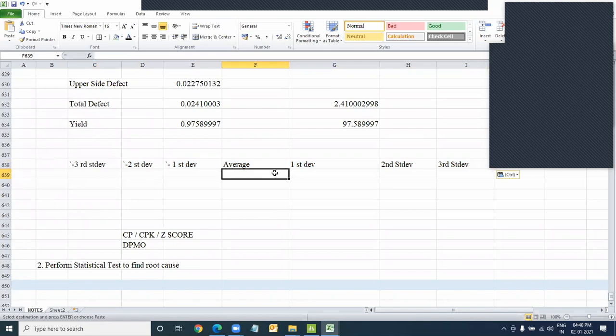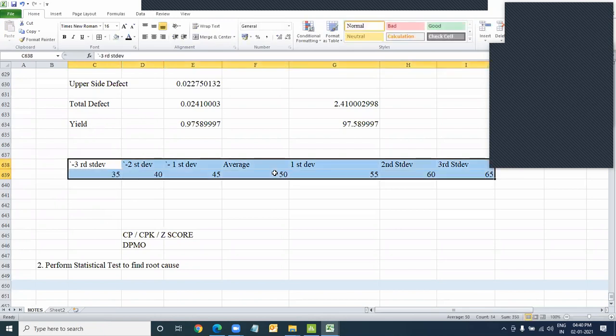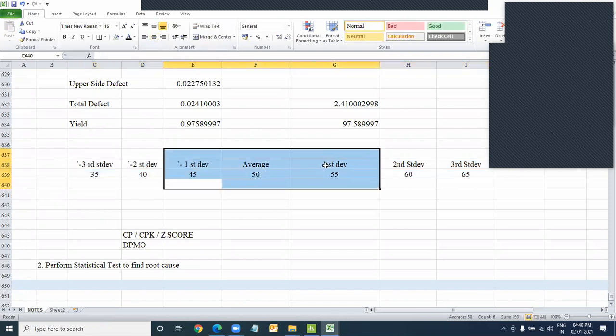Let's assume there is a process with an average of 50 and a standard deviation of 5. So this becomes 55, this becomes 60, and this becomes 65. Less will be 45, 40, and 35. That's how a normal distribution would look. Now, all we want to prove is that data between 45 and 55 will be 68.2%. That's the area of study, between plus and minus one standard deviation.